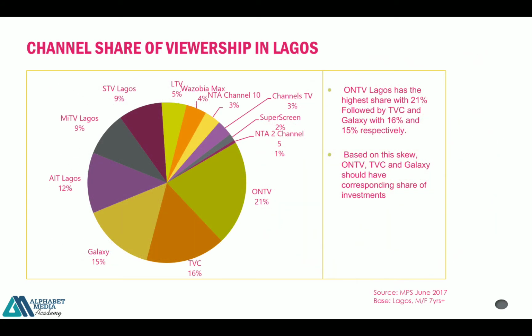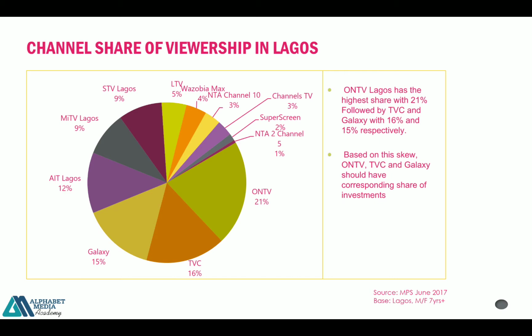Then we also look at channel shares. Now, within the system, and this is a very old example, but it still delivers the messaging, you're able to look at what share of GRPs each channel delivers. In this example, you can see that ONTV followed by TVC and Galaxy are delivering more than 50% of the eyeballs of the viewership that Lagos has to offer.